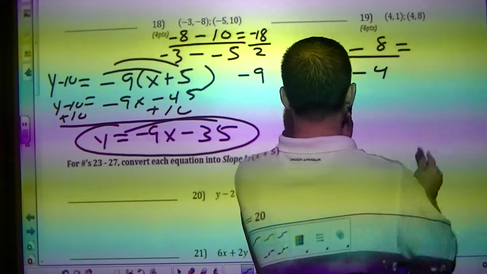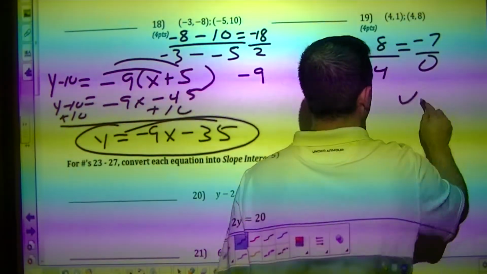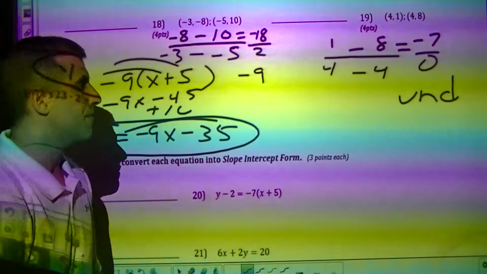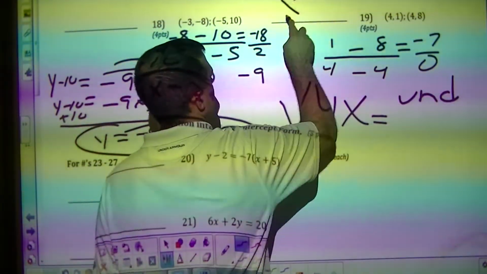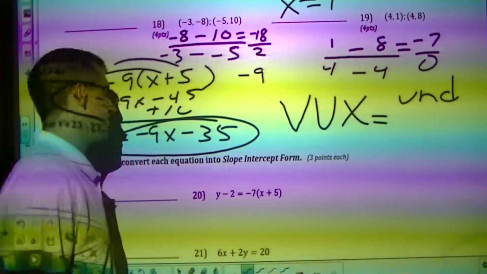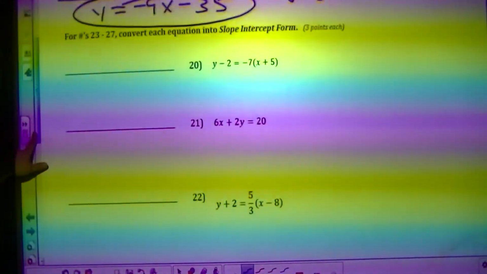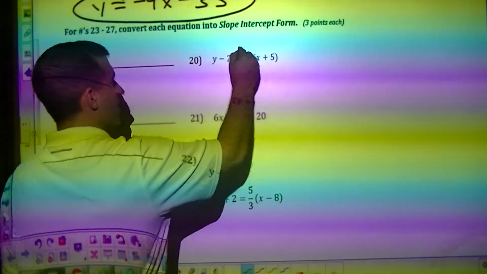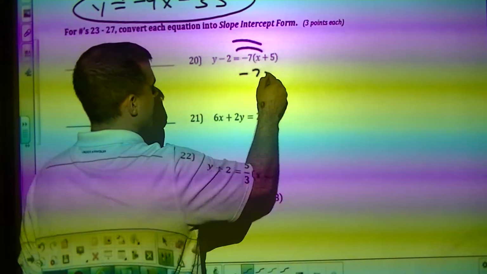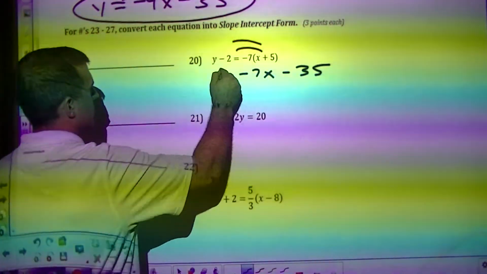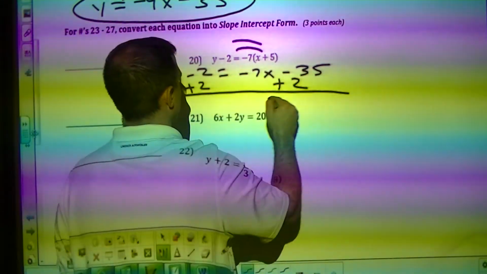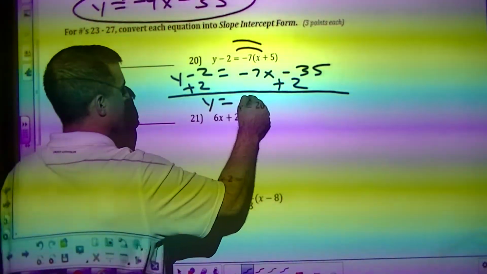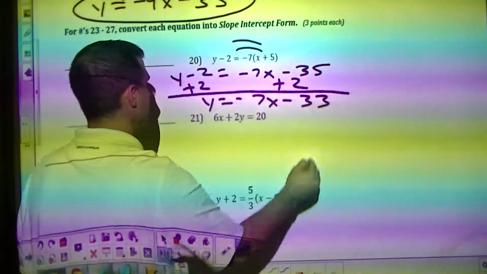Okay? That's going to be negative 7 over 0, which is going to be undefined. If it's undefined, that means it's a vertical line, or an x equals equation, and x is equal to 4. Okay? All right, these questions, just slope-intercept form. So that one I'm going to multiply, that's negative 7x minus 35. This one I'm going to add 2. So my answer there is y equals negative 7x minus 33.